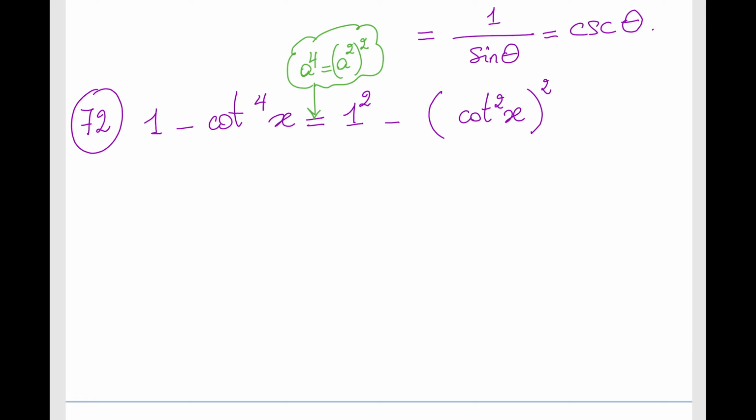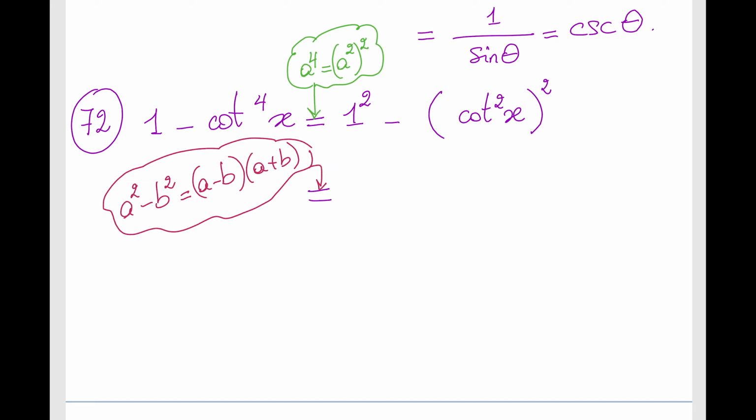And now this is of the form a squared minus b squared. And what's a squared minus b squared? It's a minus b times a plus b. We've done this a few times above, right?